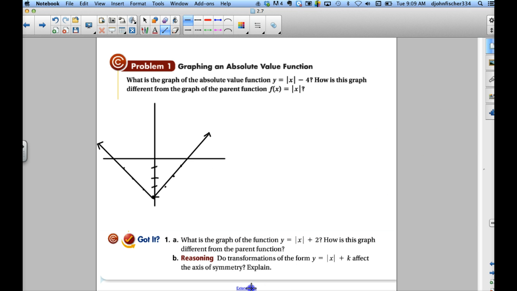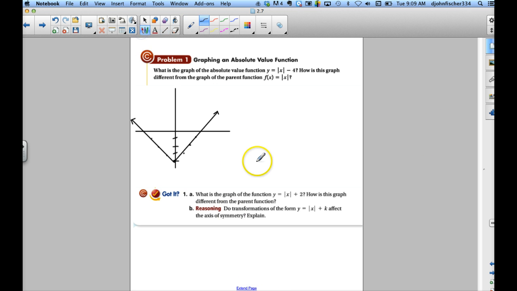So let's look at the next one here. It says, what is the graph of f of x of this, and how is the graph different from the parent function? Well, we already did minus. What do you think is going to happen here? If I graph this out, it's going to take the whole graph and move it up 2 units. So in other words, we're going to start at 2, and we're going to go up 1 over 1. And my graph is going to look something like that as you go.